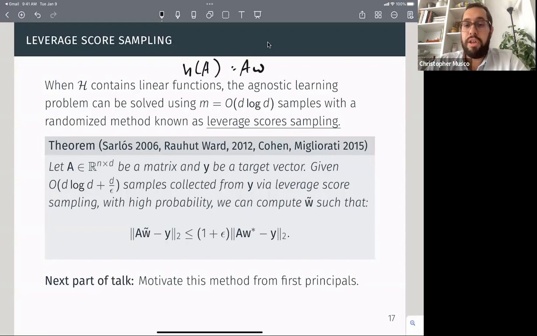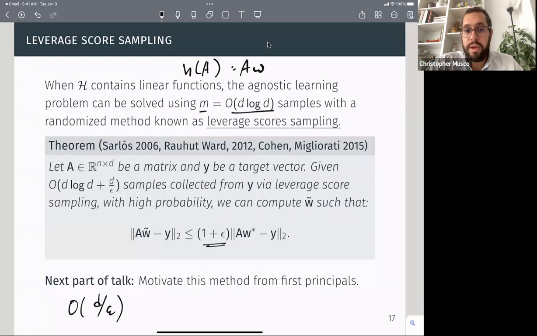Then you can solve the agnostic active learning problem. You can achieve this guarantee with M equals D log D samples using a randomized method known as leverage score sampling. And actually, if you want to get down to 1 plus epsilon error, not just some constant C, D log D plus D over epsilon samples will get you the guarantee. Okay, this is pretty cool. We'll talk about this later: order D over epsilon samples is optimal for this problem. So this gets within a log factor of optimal, and it's pretty much getting you the lowest sample complexity you could get. For a D-dimensional linear regression problem, there's no way you're going to get by with less than D samples. And this is just getting you a log factor off of that. Okay, so it's a cool method.